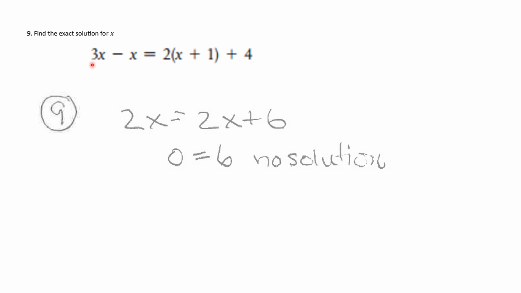Number 9, you were to find the exact solution for this. This ends up being 2x. You distribute here, you get 2x plus 2 plus 4. That's 2x plus 6. But if you subtract the 2x from both sides, you see that 0 is equal to 6. That's never true. That tells you that there is no solution to this problem.